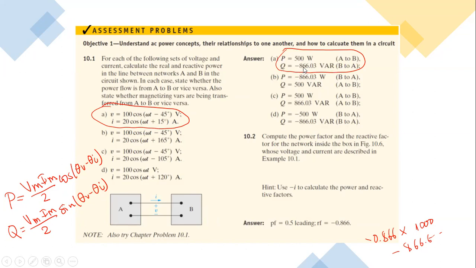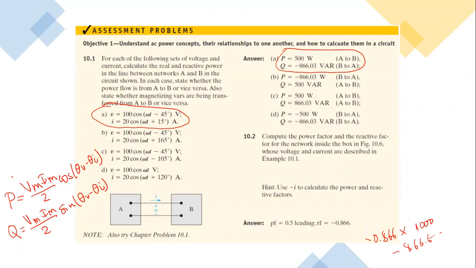While the VAR is negative, the VAR is going from B to A. So B is delivering the VARs while A is consuming the VARs. So the VARs are going from B to A, and so on. Similarly, you can do all of them. Any questions on this example, please?